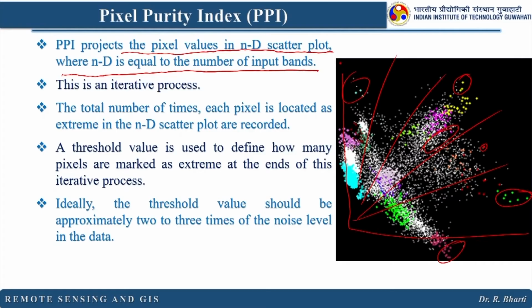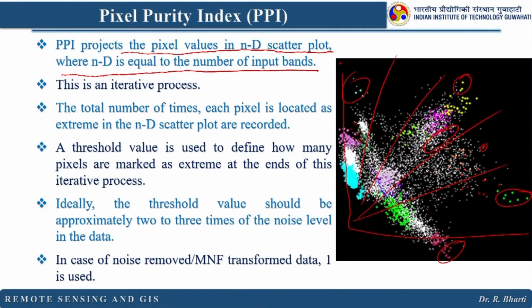Ideally, the threshold value should be approximately 2 or 3 times the noise level in the data. So remember, when you are using an MNF corrected image, that means the noise values have been whitened and the values are 1. So in case of noise removed MNF transform data, 1 is used, right? So 2 or 3 times the noise.